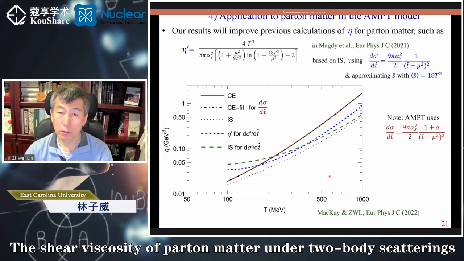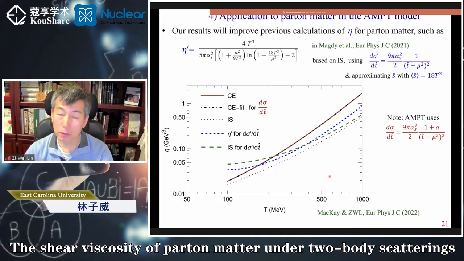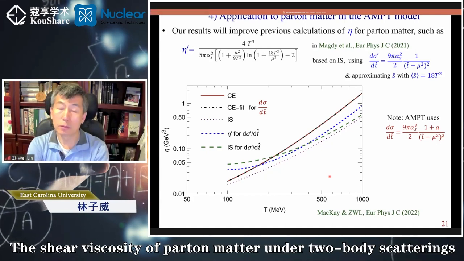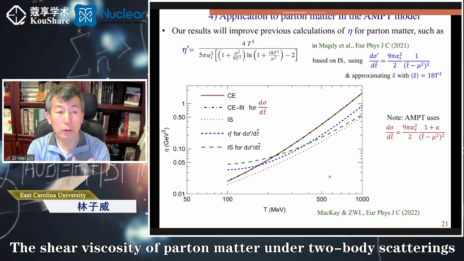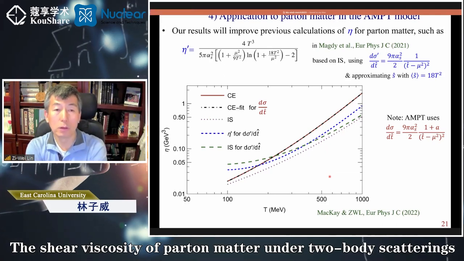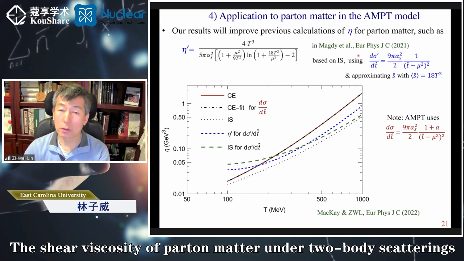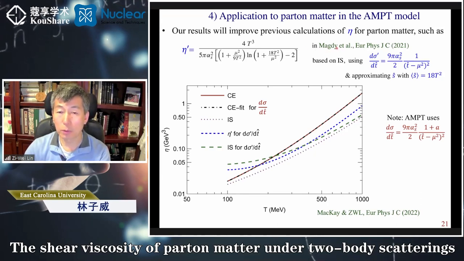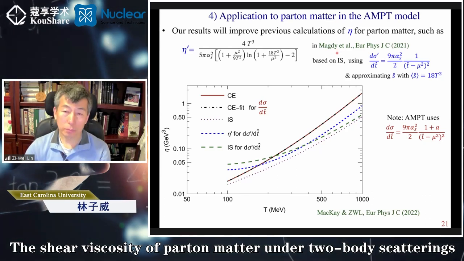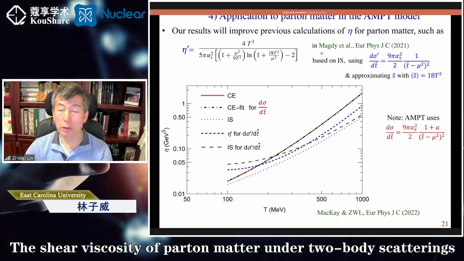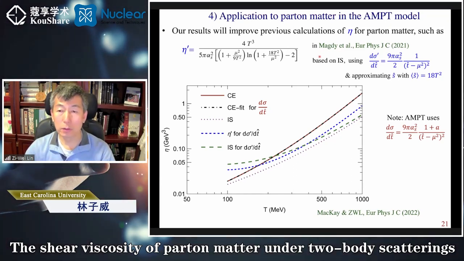We can apply it to the AMPT parton matter to calculate correctly the evolution of the shear viscosity. Of course, our methods and results will improve previous calculations of shear viscosity for the parton matter. For example, in this recent study by a group of people, Maddie and others, they studied the parton matter in AMPT using the same formula. And then they derived or estimated the shear viscosity using the Israel-Stewart formula.